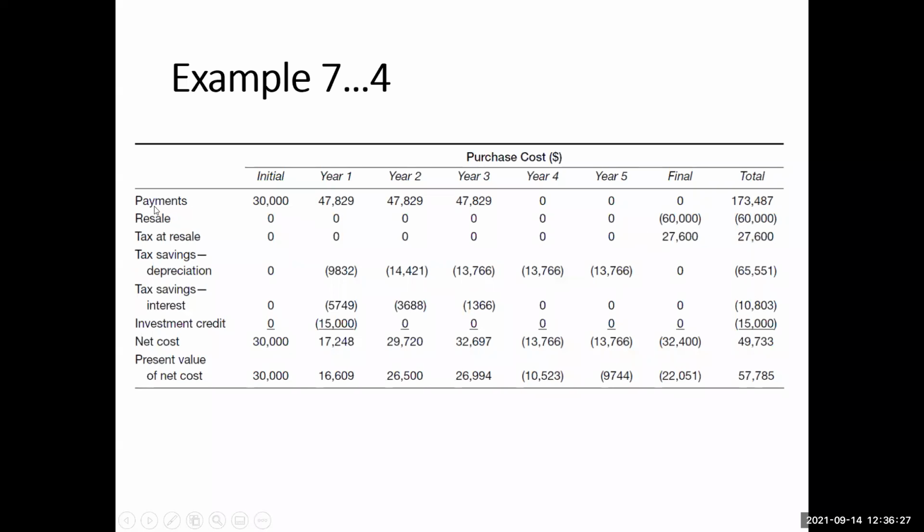So what are the payments? Okay. So payments are $30,000. What was that amount? This was the down payment. So what we have paid over here is the down payment, initially $30,000, which we paid for this investment. And then we paid 47,829, 47,829, and 47,829. So these are the 3 payments we made.